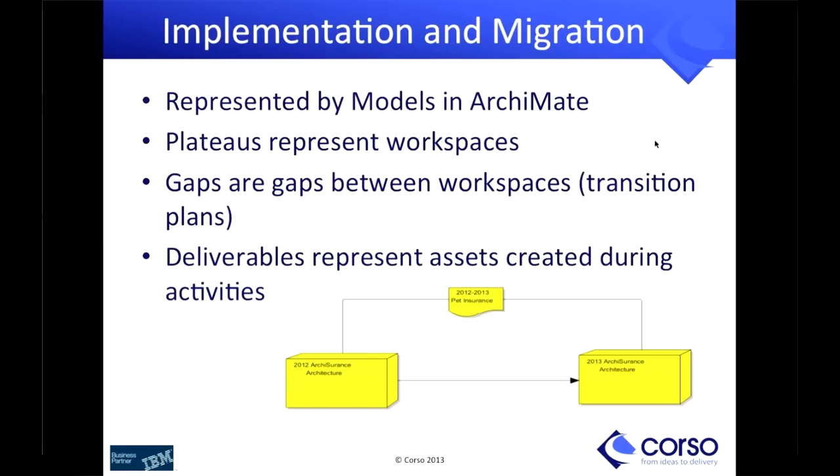So that's the reason why we're doing road mapping, and we're modifying change to do with a pet insurance company over time. Now, what we're looking at on the screen here is something called implementation and migration. So the implementation and migration section here can be represented by models inside ArchiMate. So this is quite different to how you may have seen other enterprise architecture notations work. ArchiMate supplies an implementation and migration extension in ArchiMate 2.